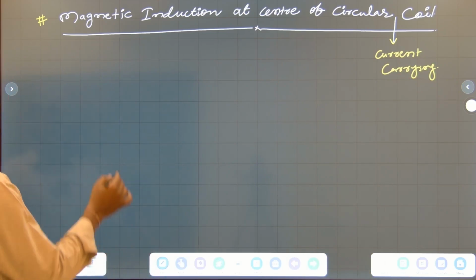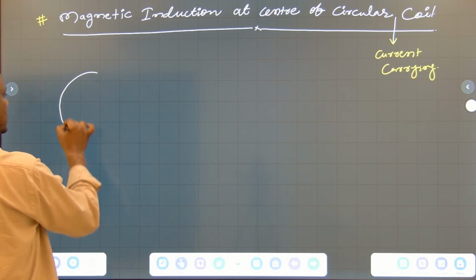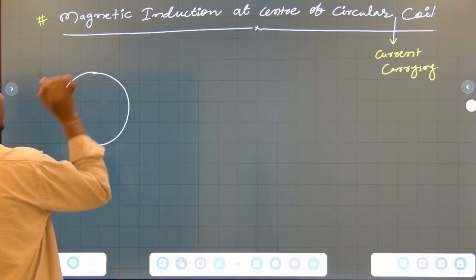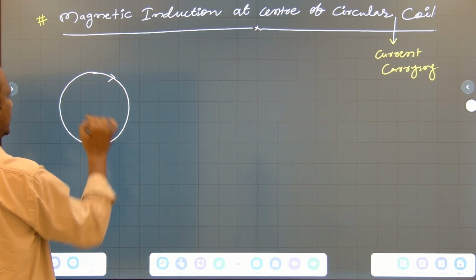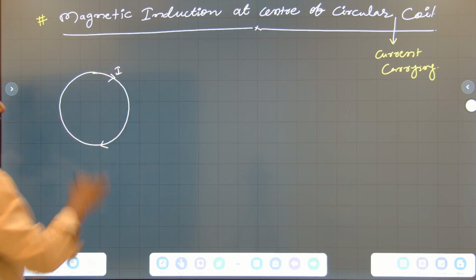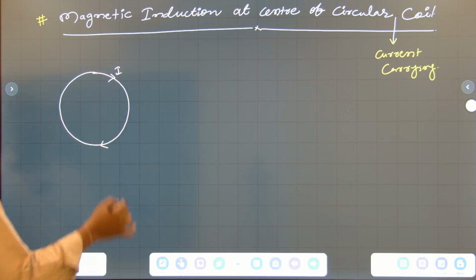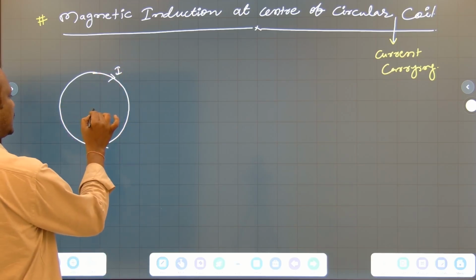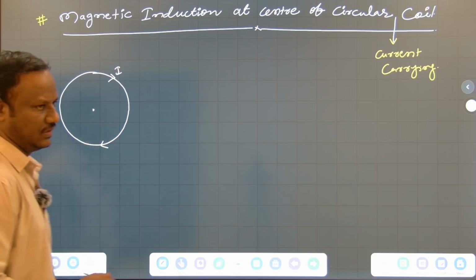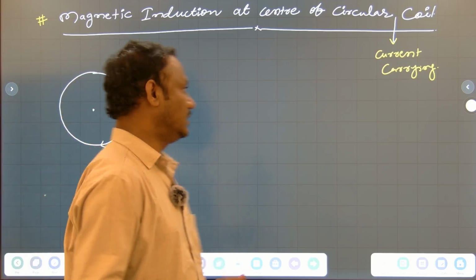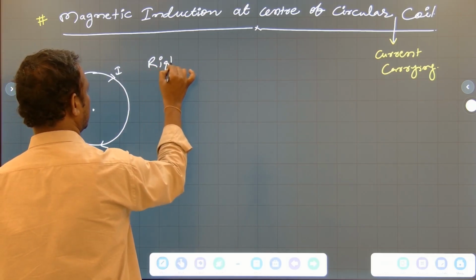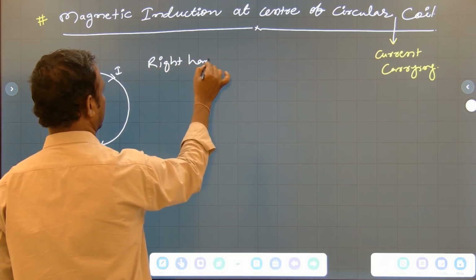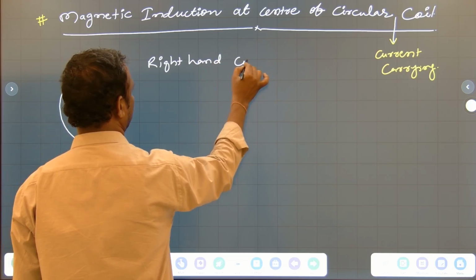For example, this is the circular coil, and the current is passing this way. What is the direction of current? Clockwise. I want to find the field at this position. So what is the direction of field? To find the direction of field, use the right hand, curl fingers.